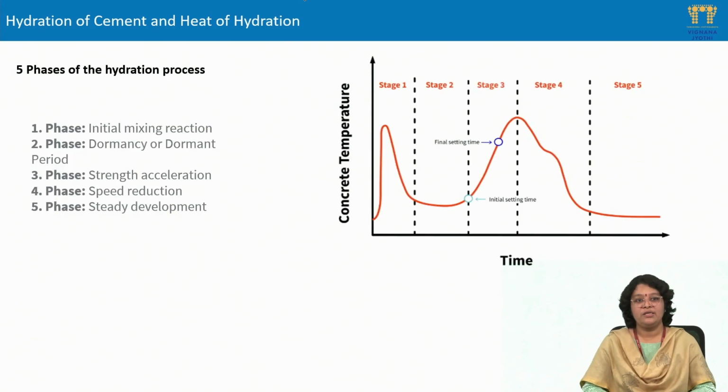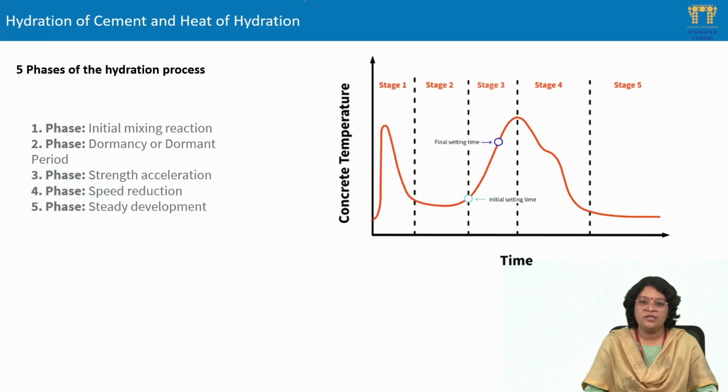The hydration process consists of 5 phases. Phase 1 is known as the initial mixing reaction, phase 2 is the dormant period, phase 3 is the acceleration period, phase 4 is known as the reduction period, and phase 5 is known as the strength development period. In this picture, these 5 phases have been depicted as a curve. On the x-axis we have time and on the y-axis we have temperature.